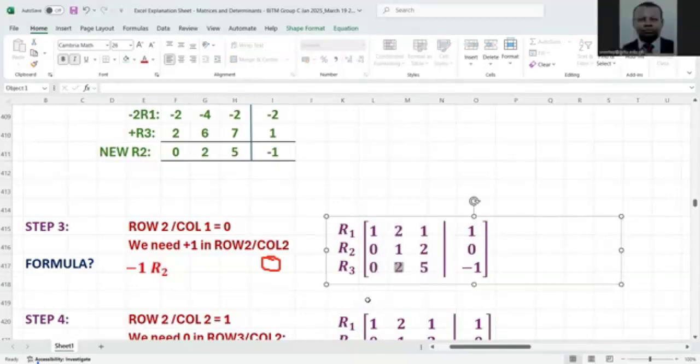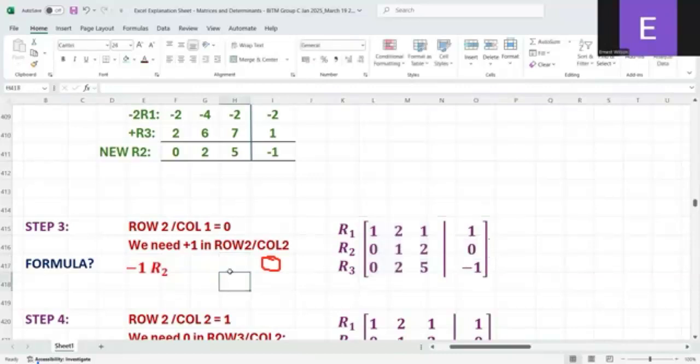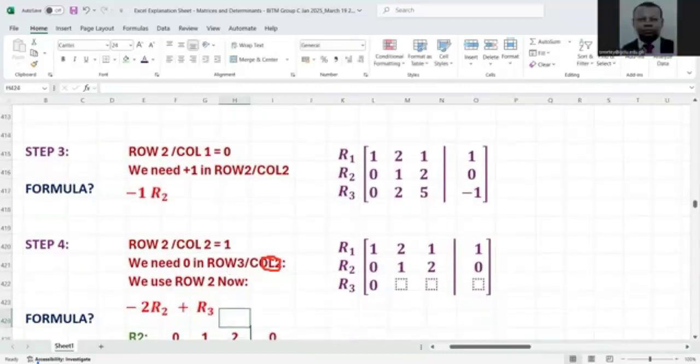Yes, anyone? Now we are using row 2: 0, 1, 2, 0. What do I multiply by that row? So when I add it to 0, 2, 5, minus 1, the value of 2 will go to 0. Minus 2. Okay, so here, the last step is -2 times R2 and add it to R3.